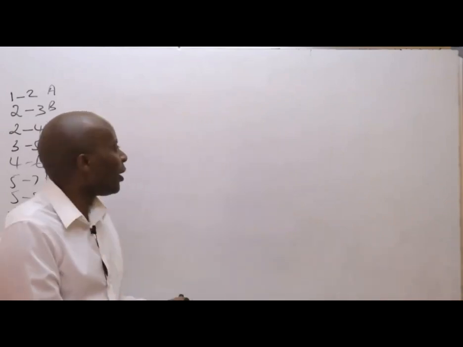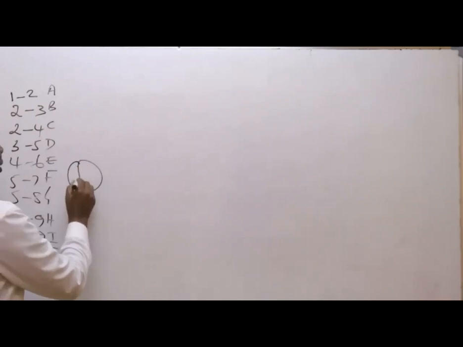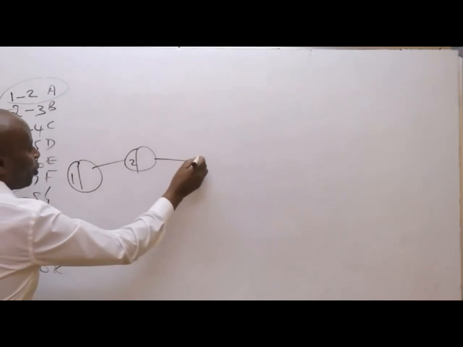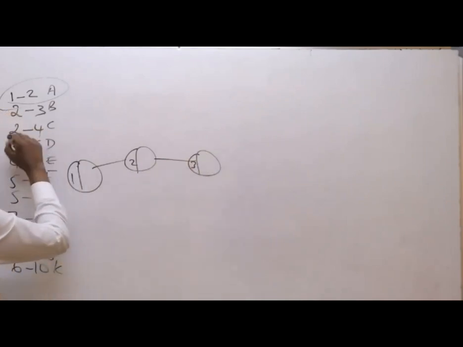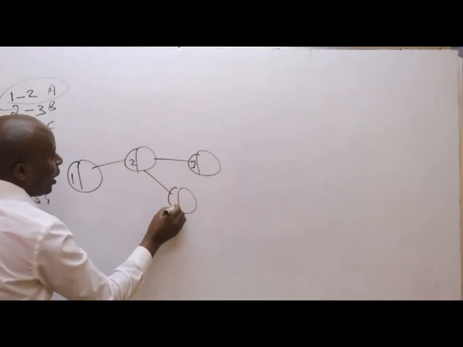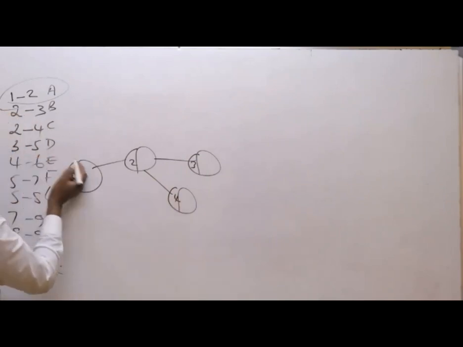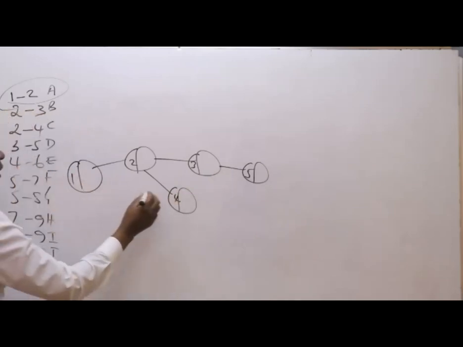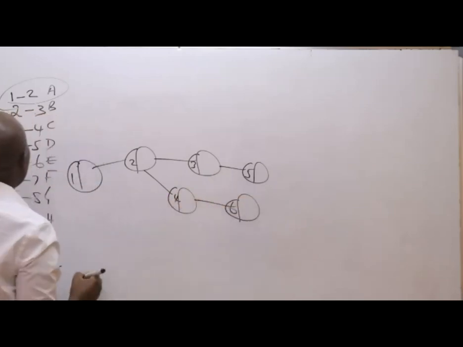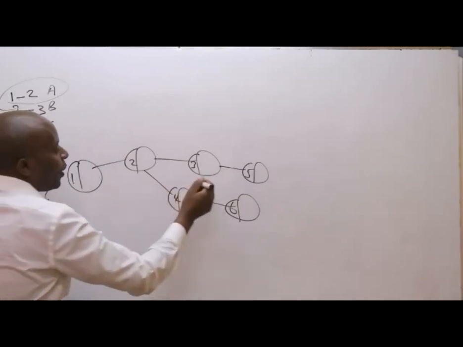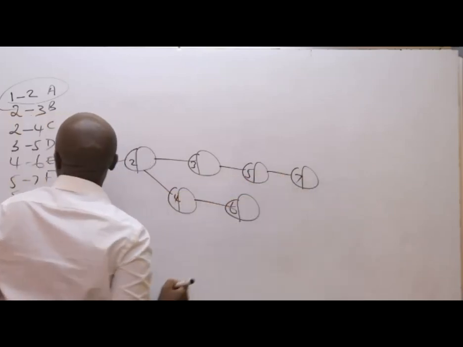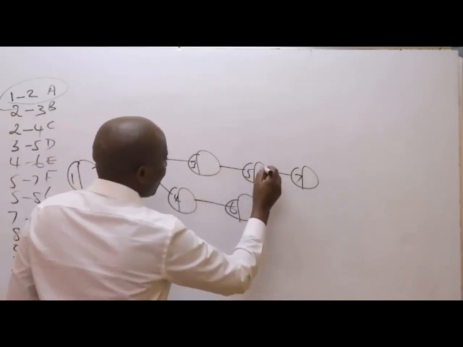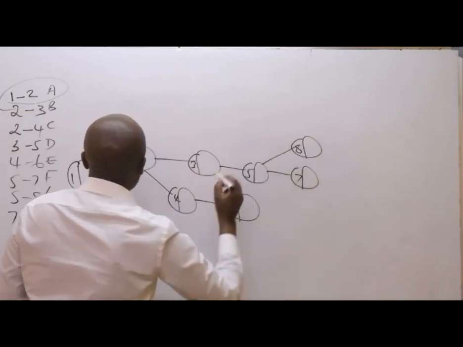So we have activity 1, 2. And then activity 2, 3. After that, we have activity 2, 4, so we introduce our fourth node. After that, we have 3, 5. After 3, 5, we have 4, 6. After 4, 6, we have 5, 7. After 5, 7, we have 5, 8, so I need to come and introduce an eighth node here.